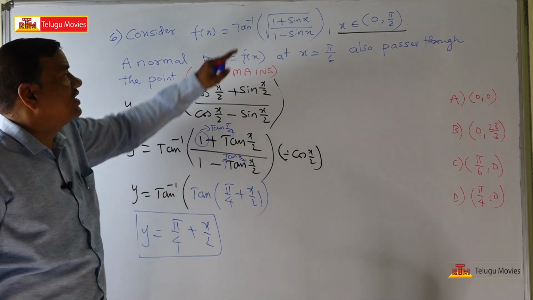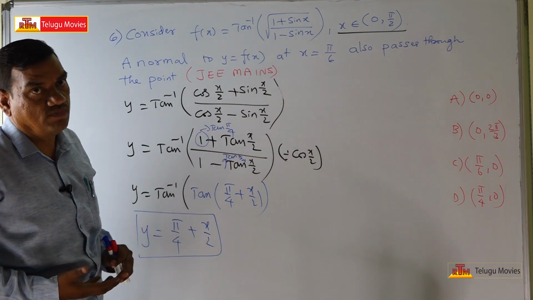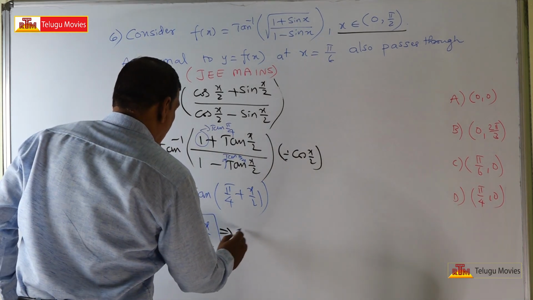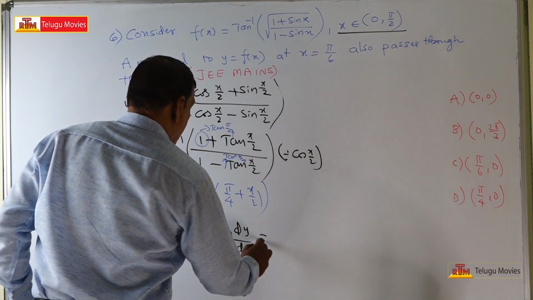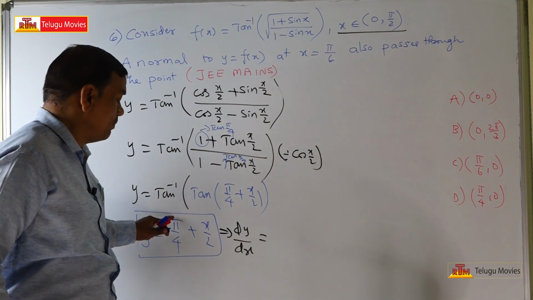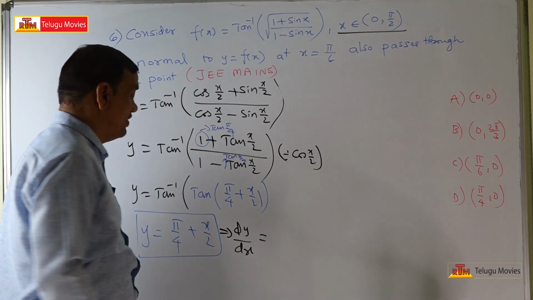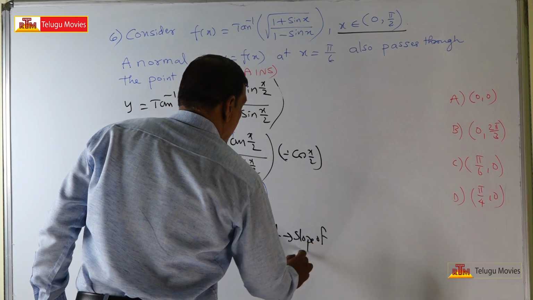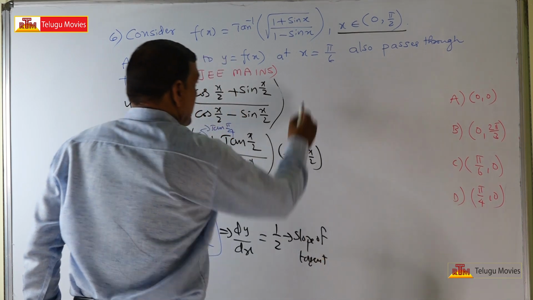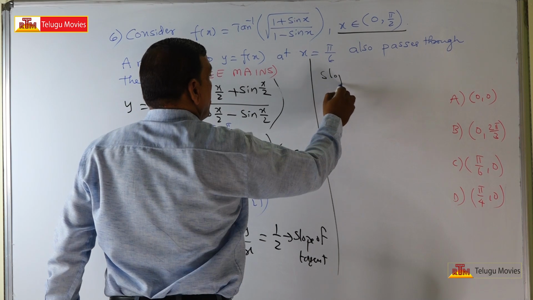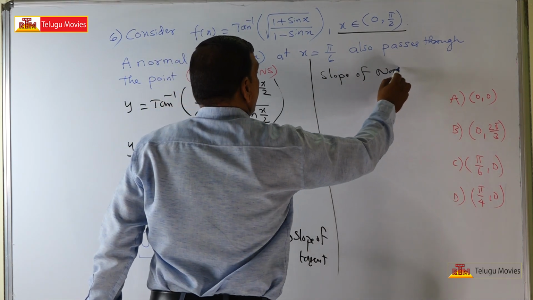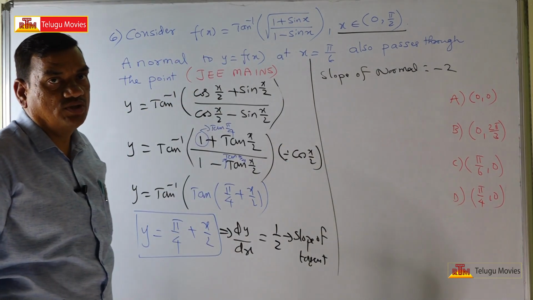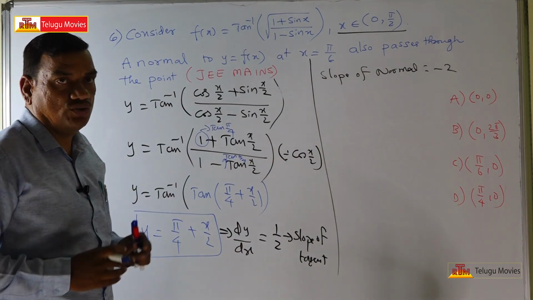So reducing the given equation into the simplest form. Now you find out the derivative of this function. So what is dy by dx? dy by dx is equal to, pi by 4 derivative is 0, x by 2 derivative is 1 by 2. So this is the slope of tangent. So what is the slope of normal? Slope of normal is equal to minus 2, because the product of the two slopes is equal to minus 1. So we got the slope.